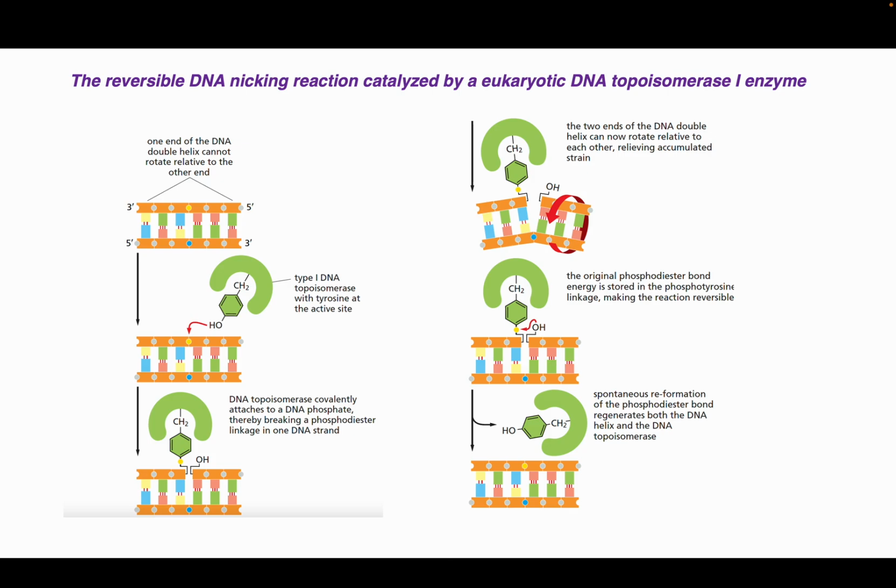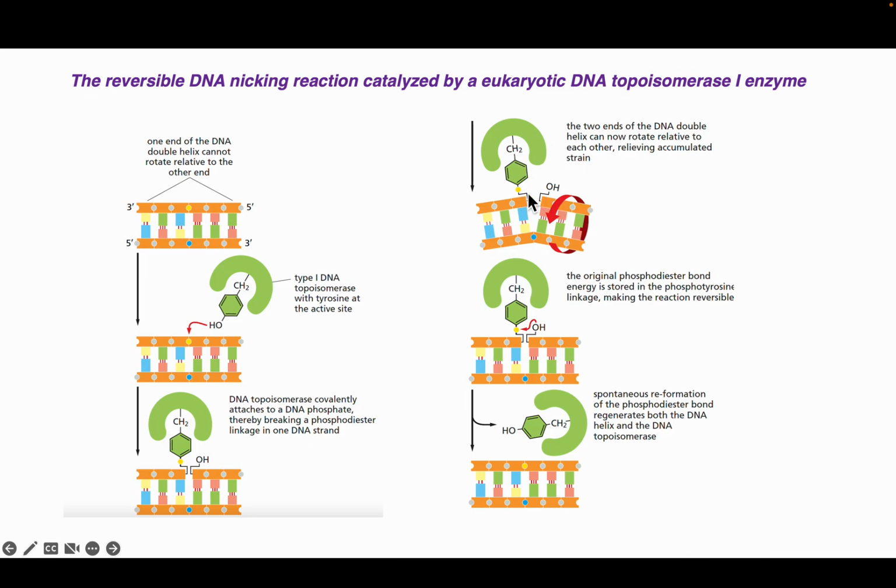It comes and binds with one of the bases, so with the backbone of DNA. It covalently attaches with the DNA phosphate, with the OH group it has. So it will bind with the phosphate of the DNA backbone, thereby breaking the phosphodiester bond linkage in one DNA strand.